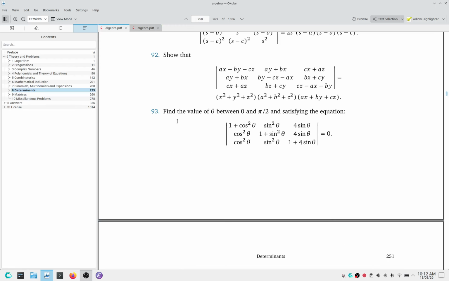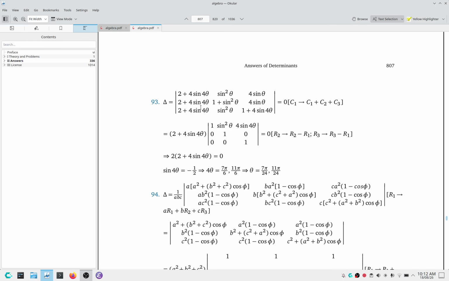Question 93 says: find the value of theta between 0 and pi by 2 satisfying the equation. The equation is the determinant 1 plus cos square theta, sin square theta, 4 sin 4 theta; cos square theta, 1 plus sin square theta, 4 sin 4 theta; cos square theta, sin square theta, 1 plus 4 sin 4 theta; is equal to 0. So what we do is C1 is equal to C1 plus C2 plus C3, and our first column becomes 2 plus 4 sin 4 theta, and the remaining two columns are unchanged.